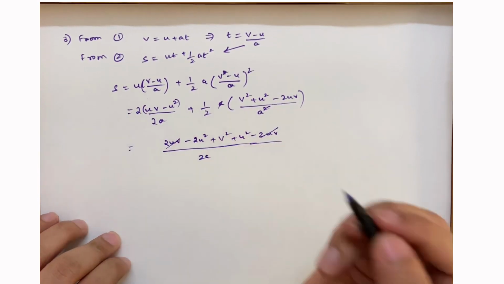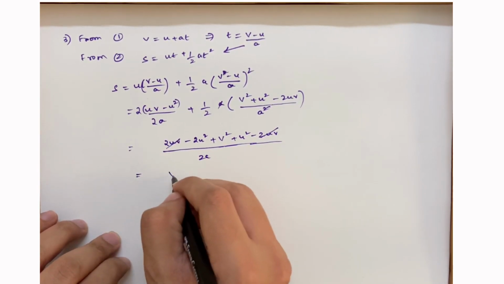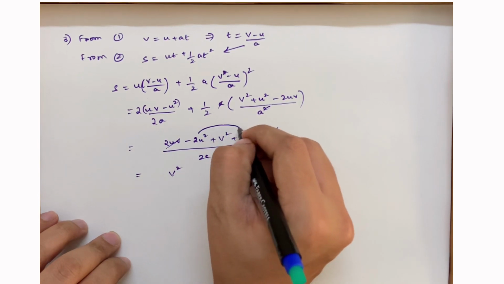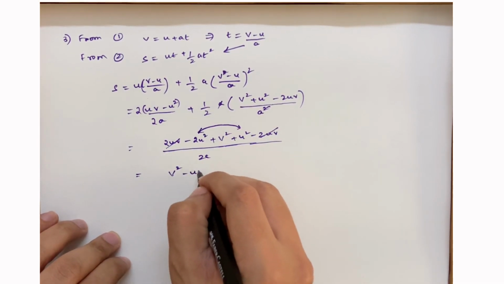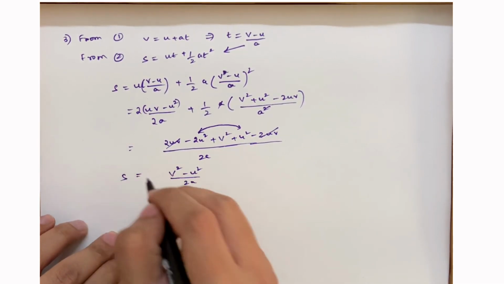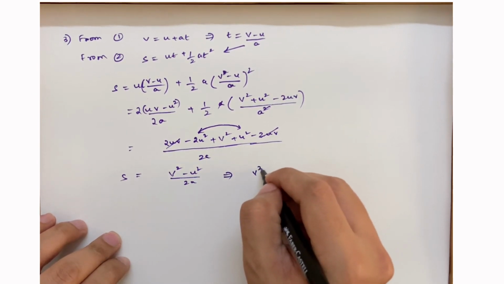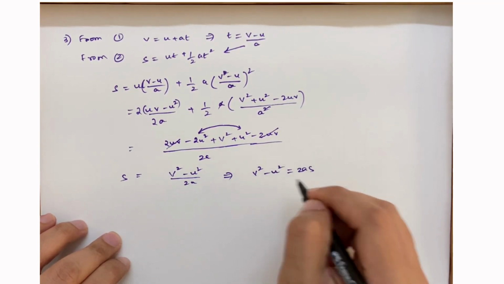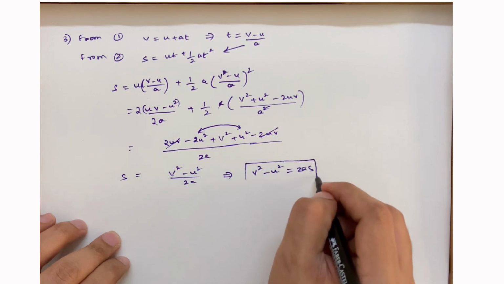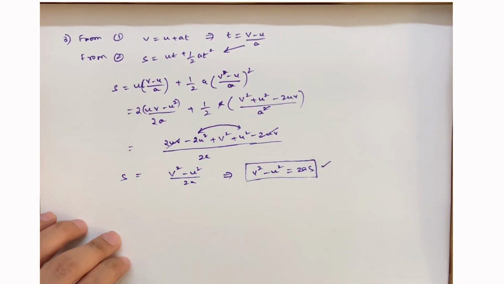So 2UV and 2UV will get cancelled. So V square minus 2U square plus U square is going to be minus U square by 2A, is nothing but the displacement. From this we can conclude that V square minus U square is equal to 2AS. So this is going to be the third equation of motion.